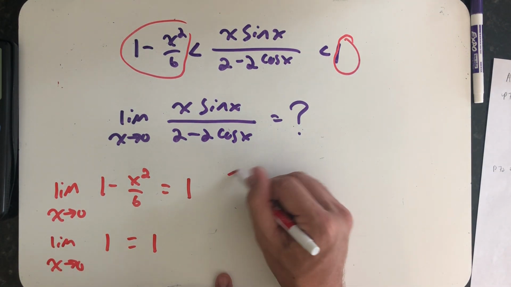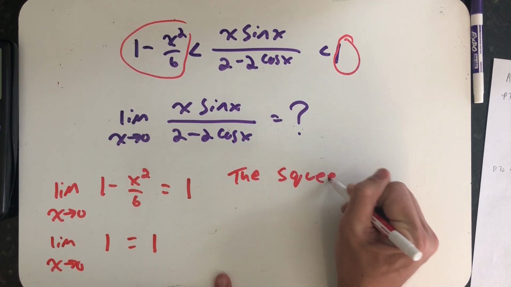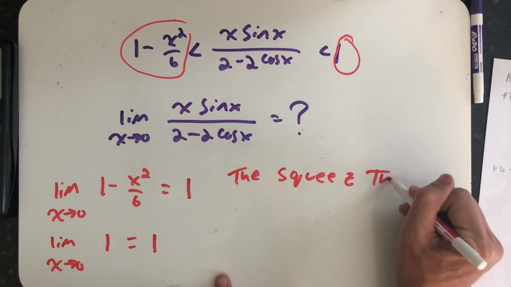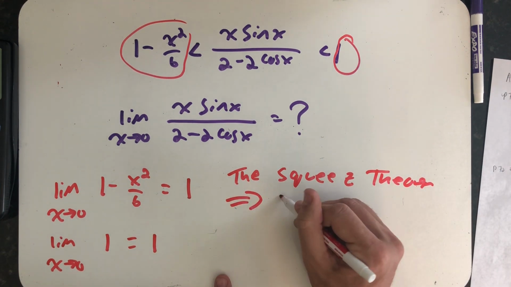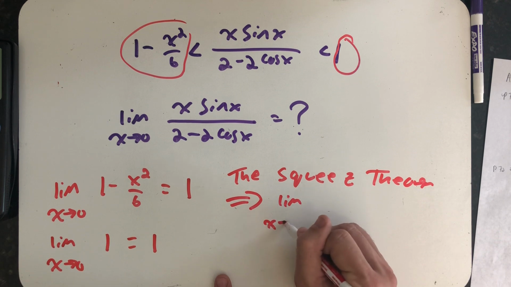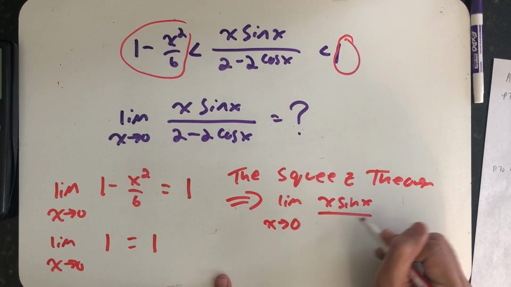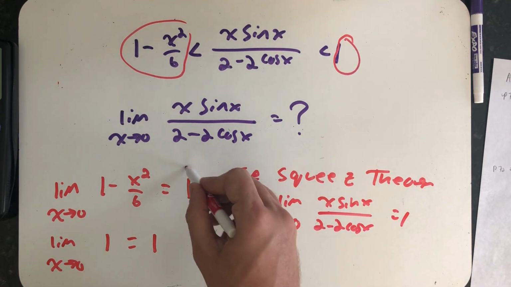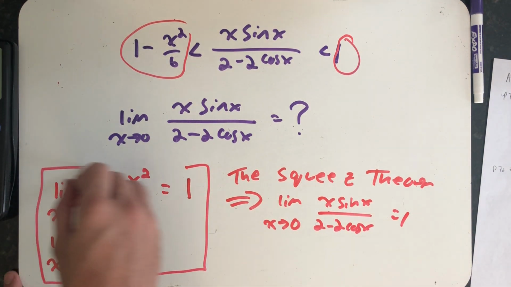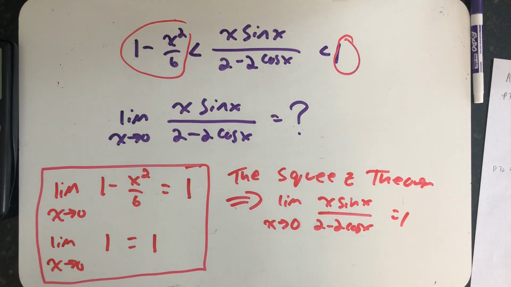Because of this, the squeeze theorem, or the sandwich theorem, implies that the limit of the function we just squeezed in the middle also has to be 1. When you're using the squeeze theorem, it's important to write down these two statements. You actually have to evaluate the limits on either side. You can't just guess it. But that's what the squeeze theorem does.